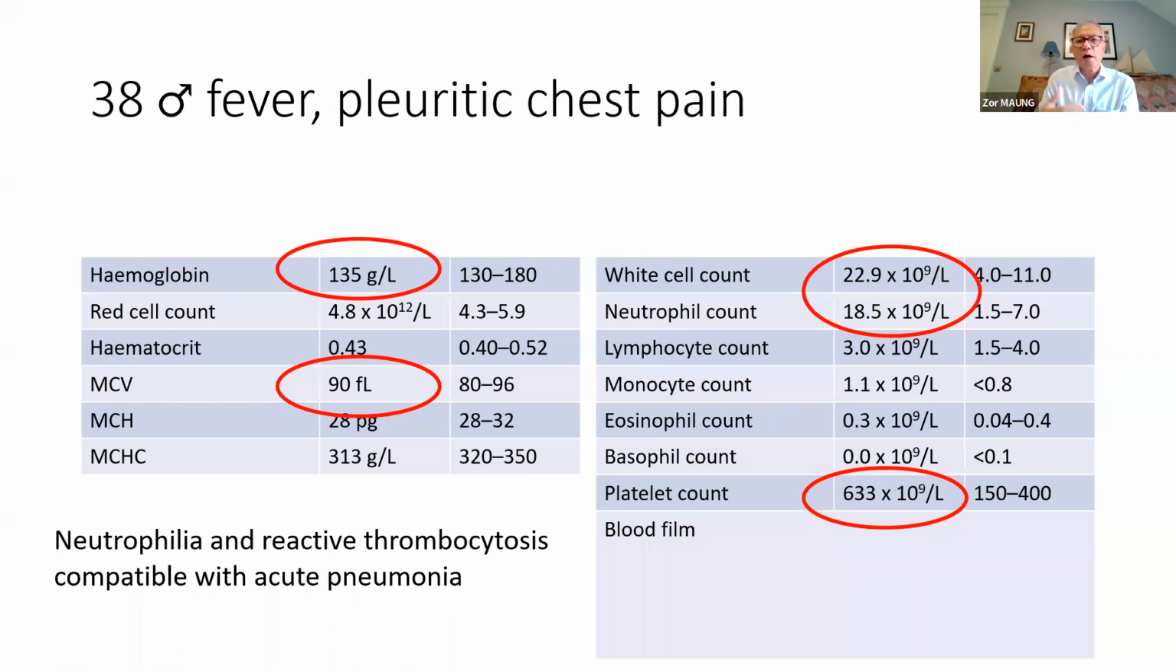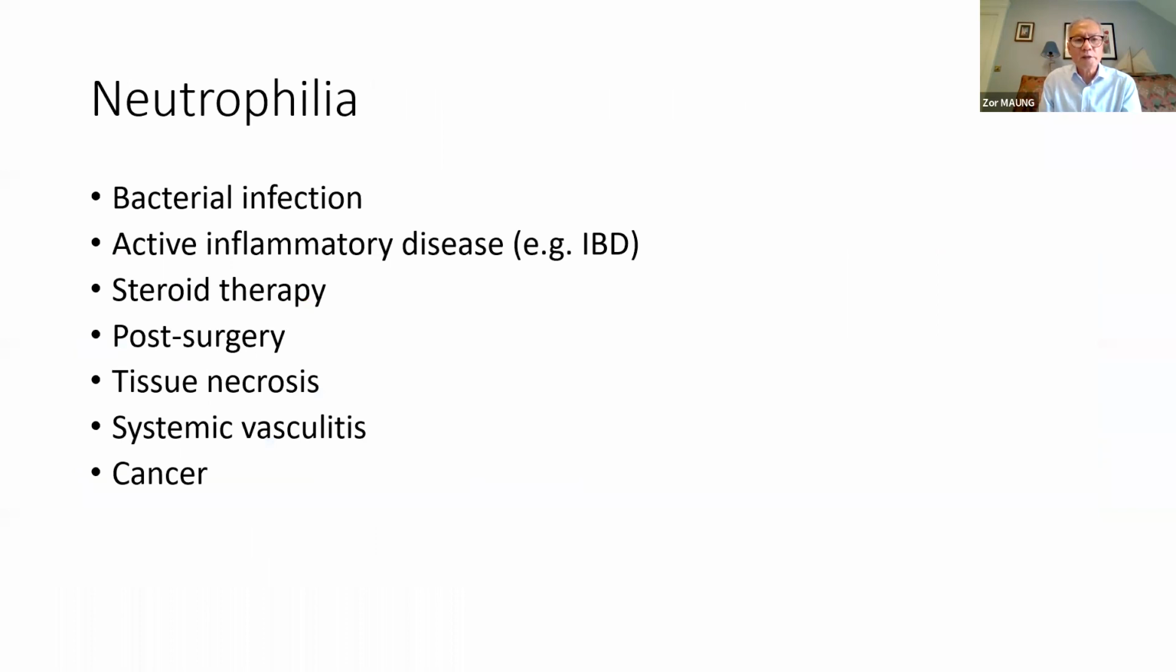So you will start the antibiotics, or the patient may even require referral to the emergency department, depending on the condition. So that's neutrophilia. Neutrophilia, commonest cause is bacterial infection. Another cause is active inflammatory disease, like inflammatory bowel disease, and you can have neutrophilia. Steroid therapy is another cause of neutrophilia.